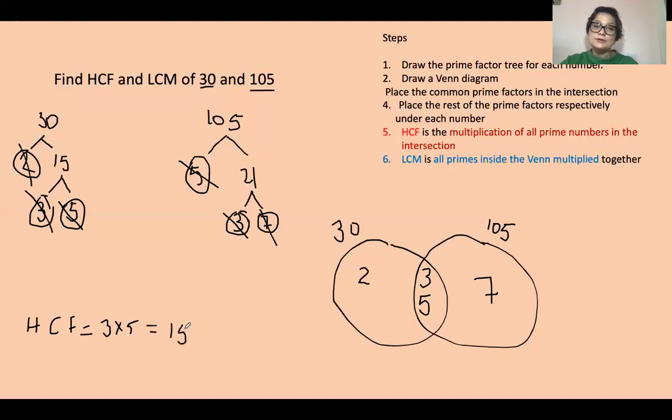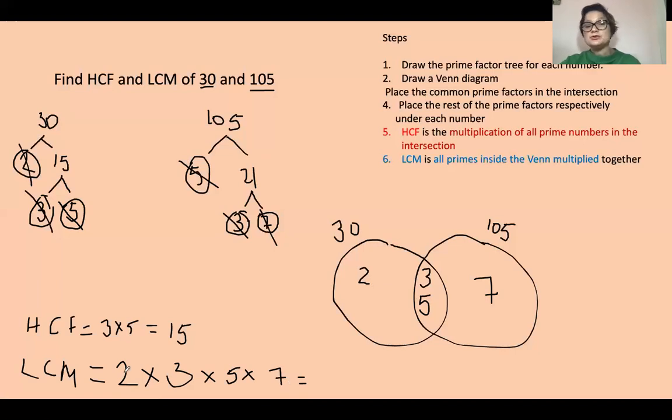And the lowest common multiple is all primes inside the Venn multiplied together. So the answer to that, okay? So lowest common multiple is going to be, I usually start from left to right, so I don't leave any prime outside the multiplication. So I start with 2 times now the intersection, times 3, times 5, times the 7.